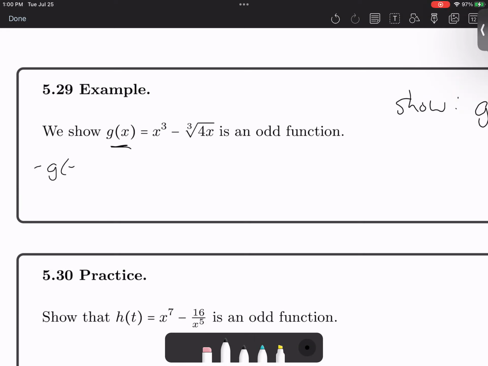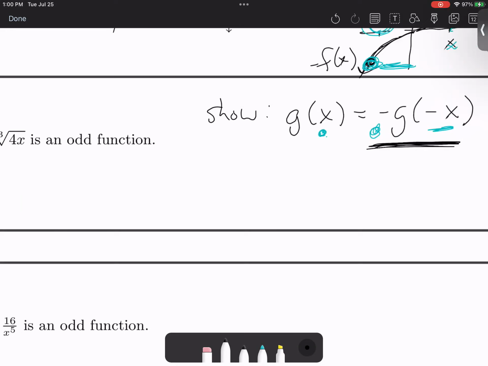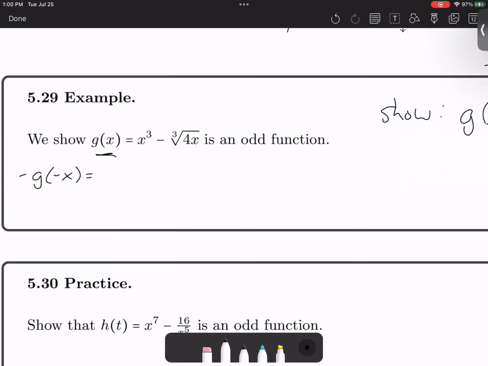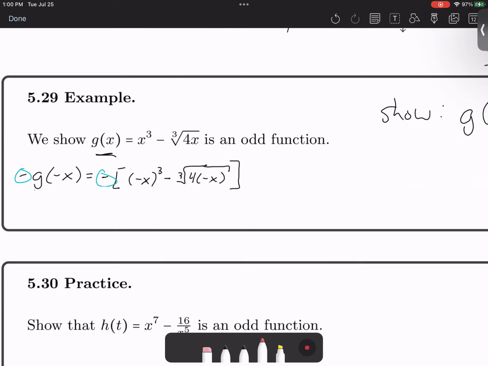Let's look at g of minus x. So I'm starting here, I'm looking at minus g of minus x, and I'm going to show with algebra that I get the same thing as g of x. So this will be minus g of minus x is going to be minus x cubed minus the cubed root of 4 times minus x. That negative sign is right there. And then g of minus x is this relationship, just with minus x's plugged in.